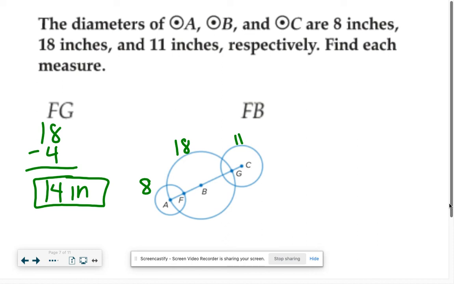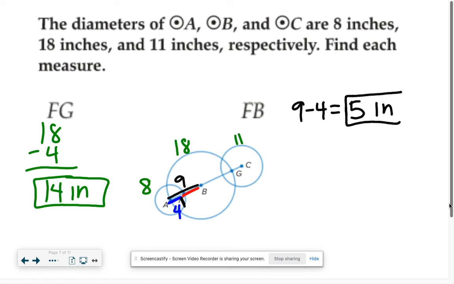Our next one we are looking for is FB. Now this little guy. A similar process. We know that AF is half of 8, so 4. And we know that half of 18 would be 9. So we're looking for what's left over of 9 if we take 4 away. So 9 minus 4 gives us 5 inches. And check yourself. 4 plus 5 does indeed give us 9. Perfect.